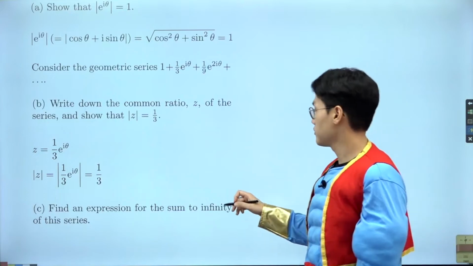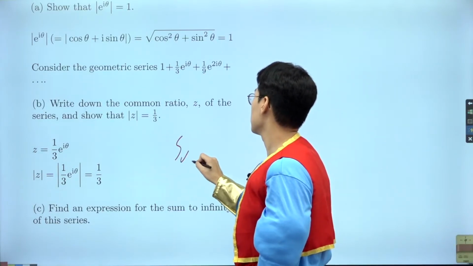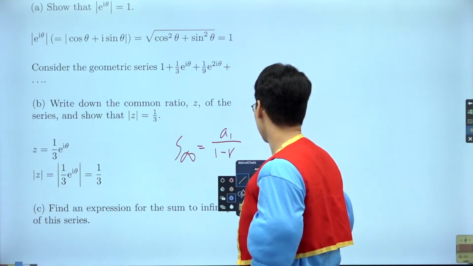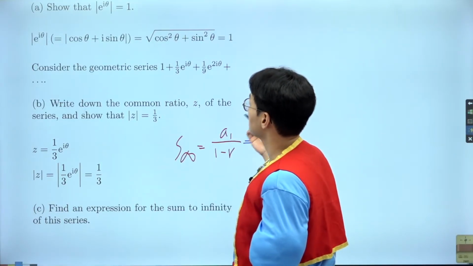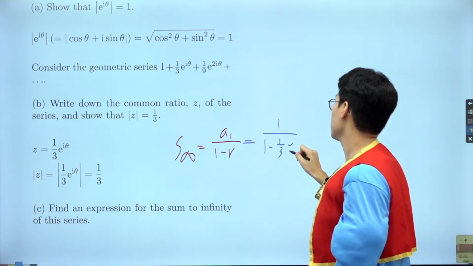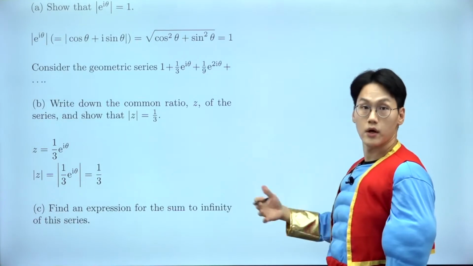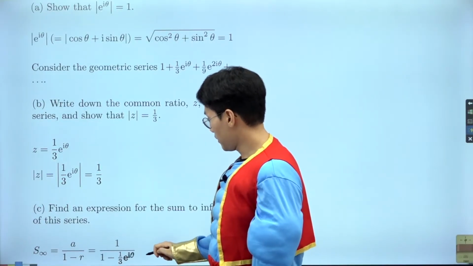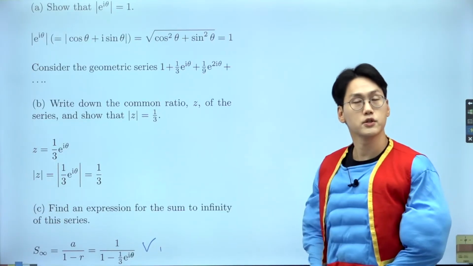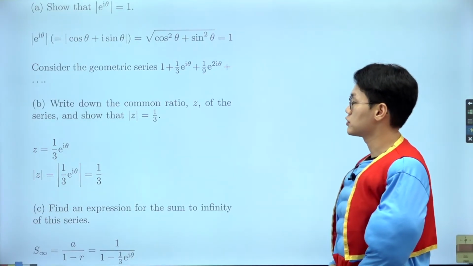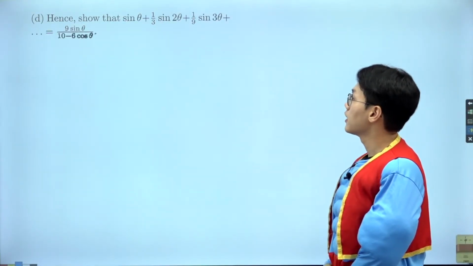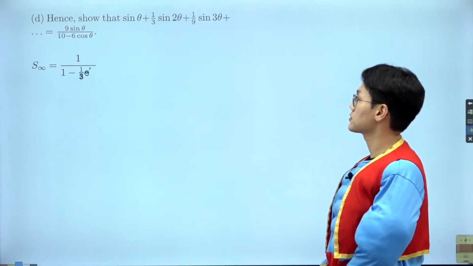If I quickly remind you about the formula, it's going to be a1 over 1 minus r, where my first term is 1, and my common ratio is 1/3 e to the power of i theta. So I'm going to use that form here. And then we don't like working with a complex number in the denominator, so what you are encouraged to do is work with the conjugate. So let's multiply by the conjugate on the geometric series.